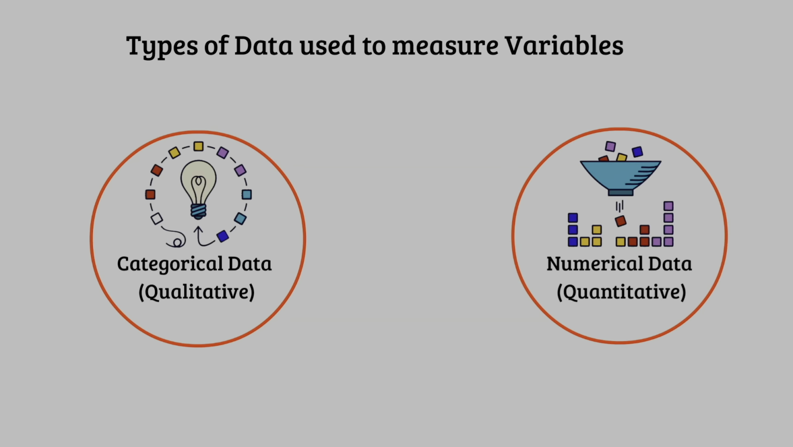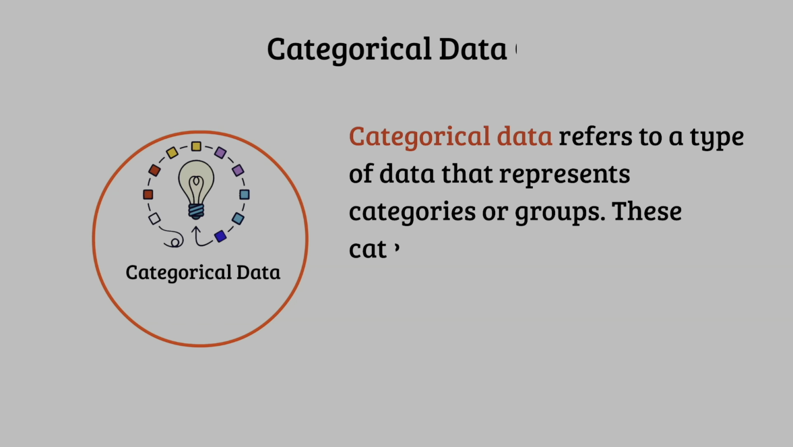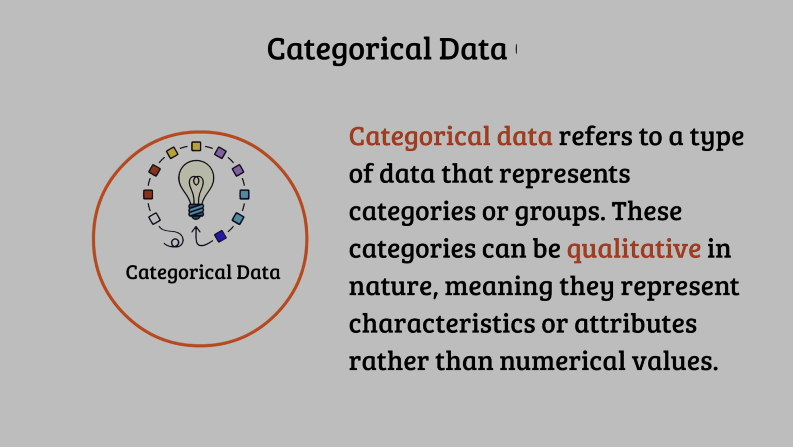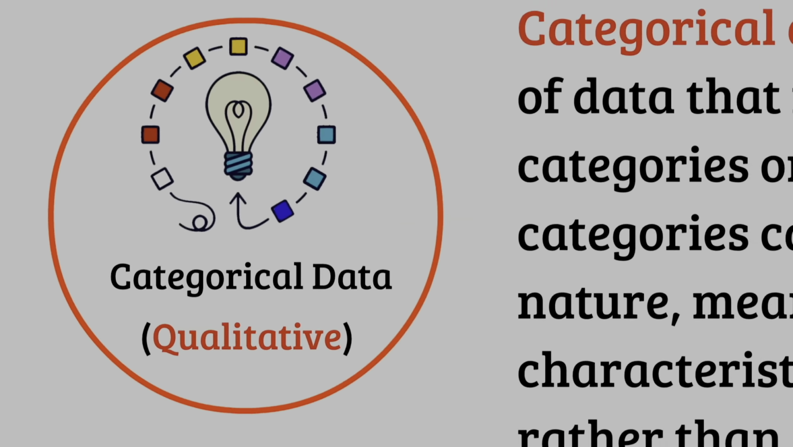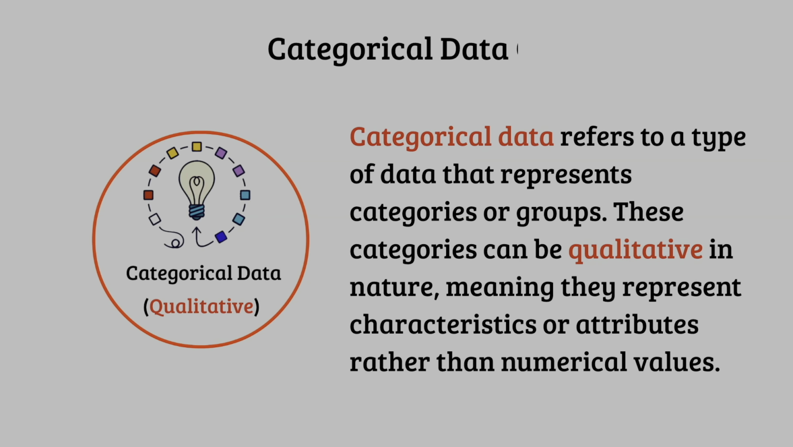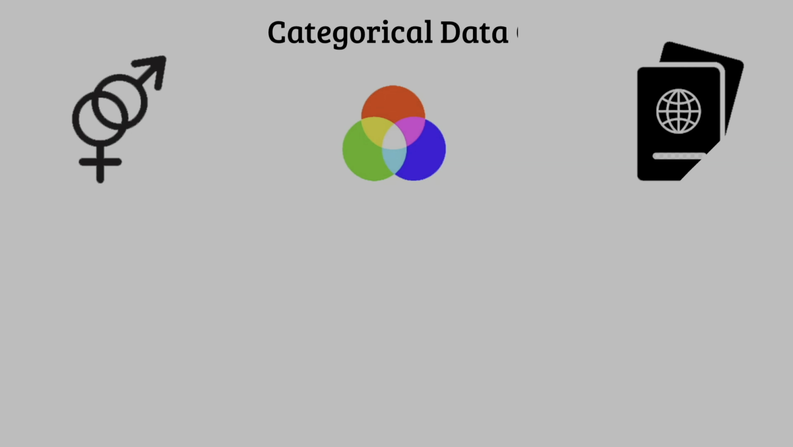These two types reflect different levels of measurement. Categorical data refers to the type of data that represents categories or groups. These categories can be qualitative in nature, meaning they represent characteristics or attributes rather than numerical values. Examples of categorical data include gender, color, or nationality.